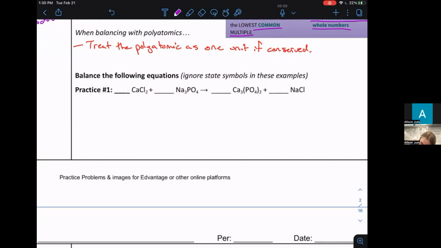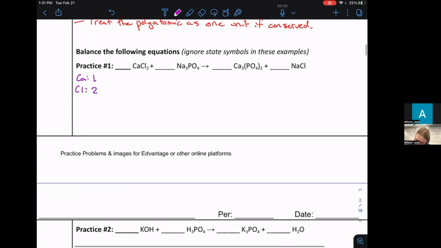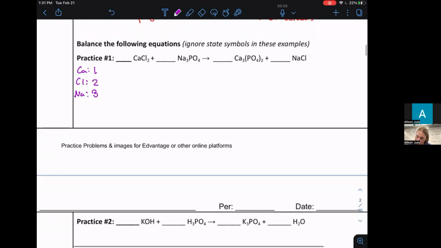The way Miss Judy likes to do this though, is that you start by writing down how many of each atom you have in your reactants and how many of each atom you have in your products, assuming that all the coefficients are 1. So right here, we have 1 calcium. We have 2 chlorine. We have 3 sodium. And then this PO4, that's phosphate, and it is conserved. It's still PO4 over here.